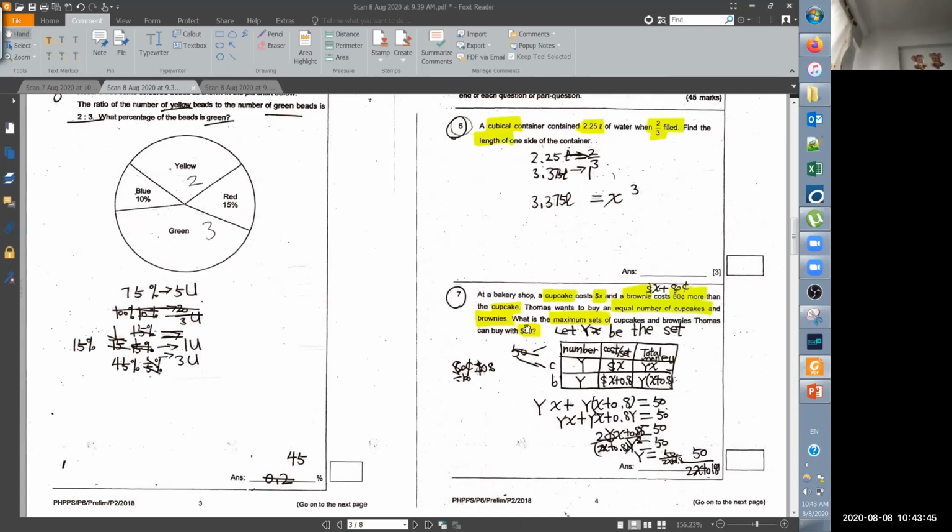对，但是因为最后那个答案很那个，我不知道要不要约分一下。What is the maximum set of cupcakes and brownies? So the maximum means you can only give it in whole numbers.